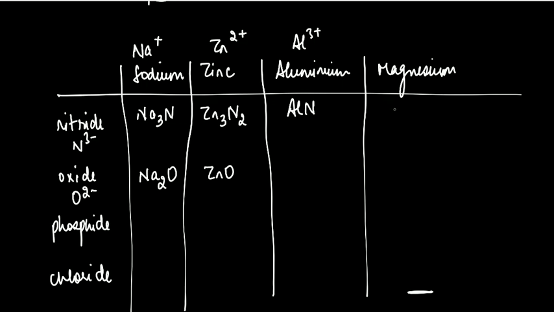Then if we talk about this, magnesium is 2 plus. So Mg3N2. Yes. So that's the formula of magnesium nitride. Write the names also along with it. So this you practice on your own.